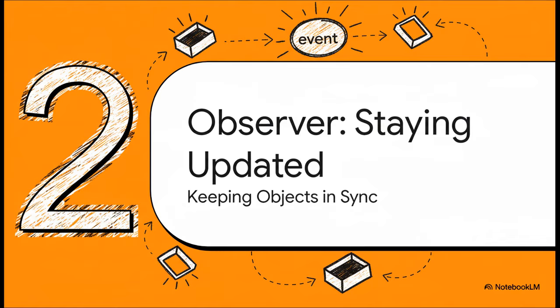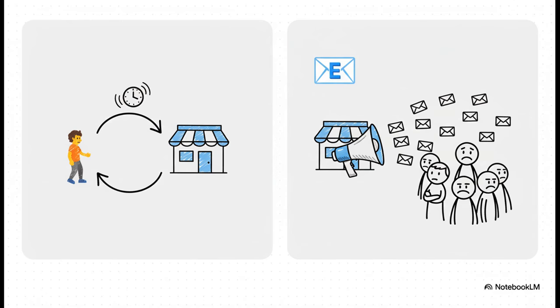Okay, moving on to our next pattern, the observer. This one is all about creating a clean way for objects to talk to each other and stay updated when something important happens. Let's set up the problem with a real-world example. Say a customer really wants a new product that's out of stock. On one hand, the customer could keep checking the store's website every single day, which is a huge waste of their time. On the other hand, the store could just blast out a mass email to every single customer every time any new product comes in. That's a huge waste of the store's resources, and frankly, it's just spammy. Both of these are pretty terrible options.